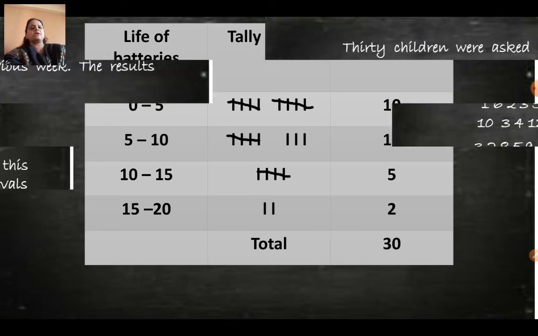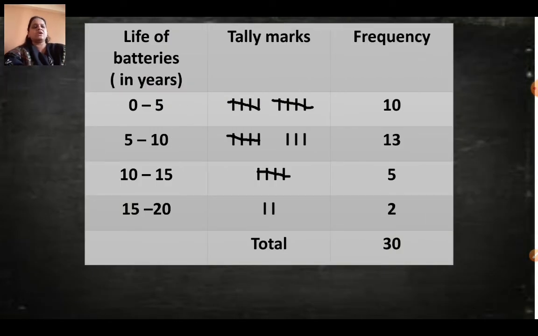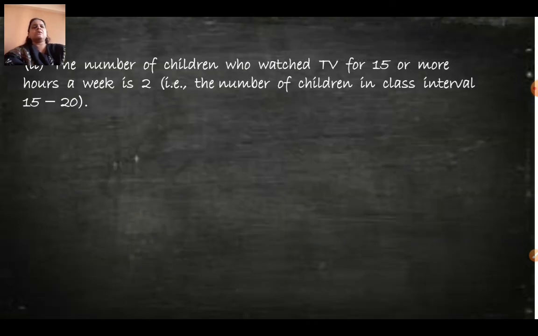Now what is the second part of this question? How many children watch television for 15 or more hours a week? So 15 or more than that is, as you can see here, 2. Yes, there are 2 children who are watching TV 15 hours or more. So this is your answer: the number of children who watch TV for 15 or more hours per week is 2. There are 2 children in the class interval 15 to 20. So again I will repeat, first solve your sum yourself and check the answer.